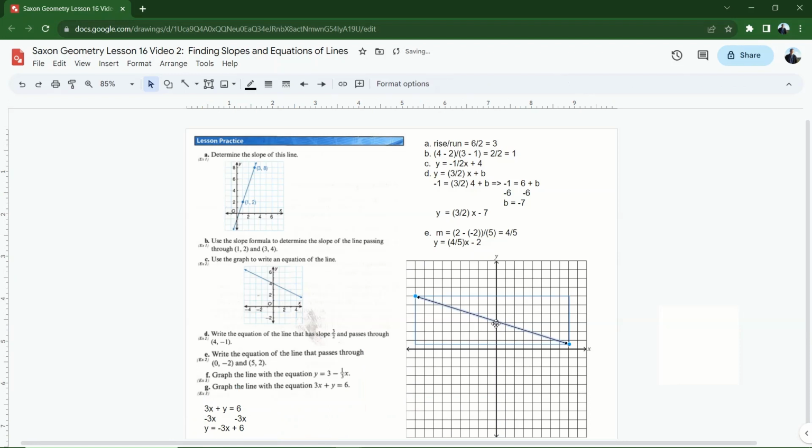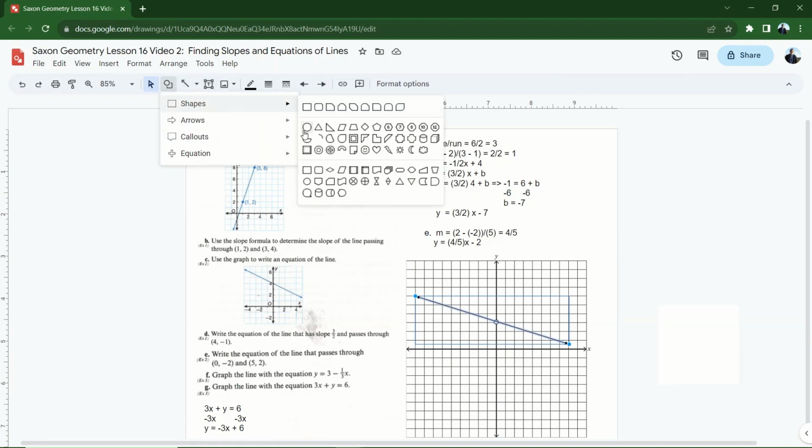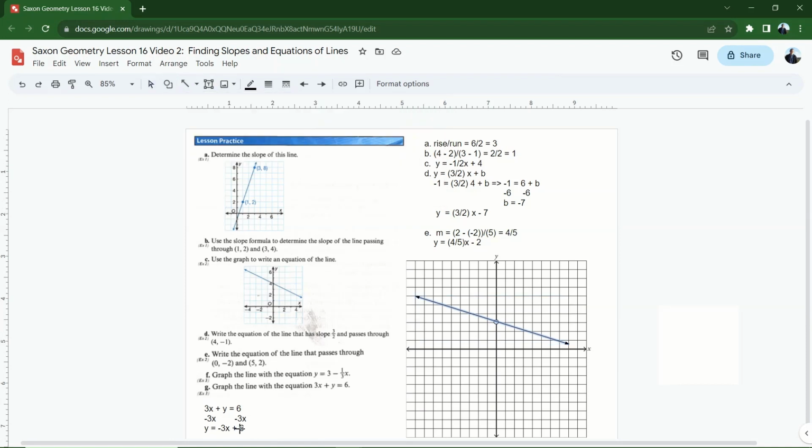Where am I going to have my point? My point is going to be at positive 6 on the y-axis. 1, 2, 3, 4, 5, 6. It has to be up here. And why is it up there? Because that's my y-intercept. My y-intercept is 6. From there, my slope is negative 3. That means negative 3 is the same as negative 3 over 1. My rise is down 3, and my run is over 1.